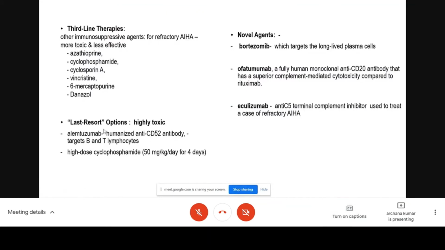We have some recent novel agents coming, and these are bortezomib, which targets the long-living plasma cells. Remember, these are the ones which will be producing the antibodies. Or ofatumumab. This is a fully human monoclonal anti-CD20 antibody. It has a superior complement-mediated cytotoxicity as compared to rituximab. So those patients who are not responding to rituximab, it will be preferable in these. Or eculizumab. This is an anti-C5 terminal complement inhibitor used to treat cases of refractory autoimmune hemolytic anemia.